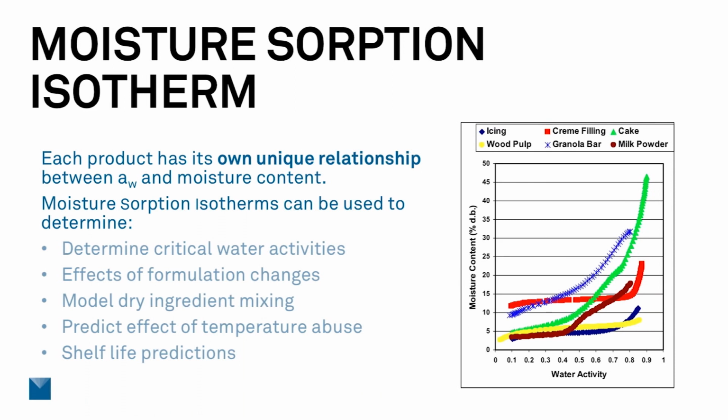You can also determine the effect of formulation by comparing the different respective isotherms from one formulation to the next. We can model dry ingredient mixing. If you want to know where the water activity is going to end up after mixing two ingredients, you can use isotherms to do that. We can also determine the effect of temperature abuse. If you have a product shipped out and stored in a hot truck or warehouse, what will happen to the product when it gets to the retailer? You can perform isotherms at different temperatures and predict what the effect will be. Isotherms are also essential for predicting shelf life.